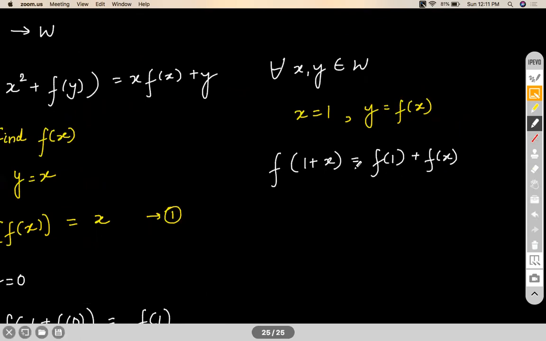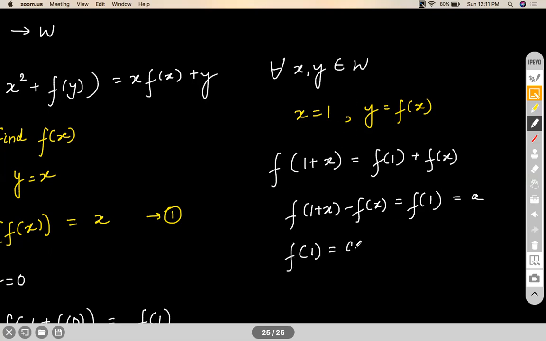Now, what does it say? It says f of 1 plus x minus f of x is f of 1 always. Let's say I call f of 1 value as a. Let's start putting the values. When you put 0, f of a will be a plus f of 0. f of 0 is known to be 0, so f of a is a. f of 2 will be? Put x as 1 here, so it will be 2a. f of 3 will be 3a and so on.